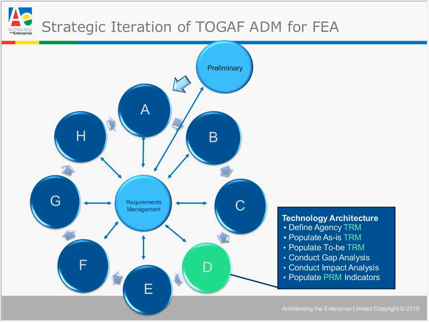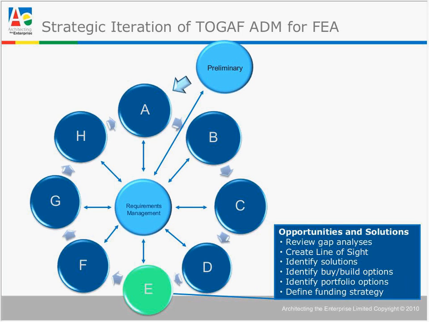In the technology architecture, we're going to define our agency technical reference model, populate the as-is TRM, the to-be, and conduct a gap analysis, impact analysis, and then finally populate our performance reference model indicators.